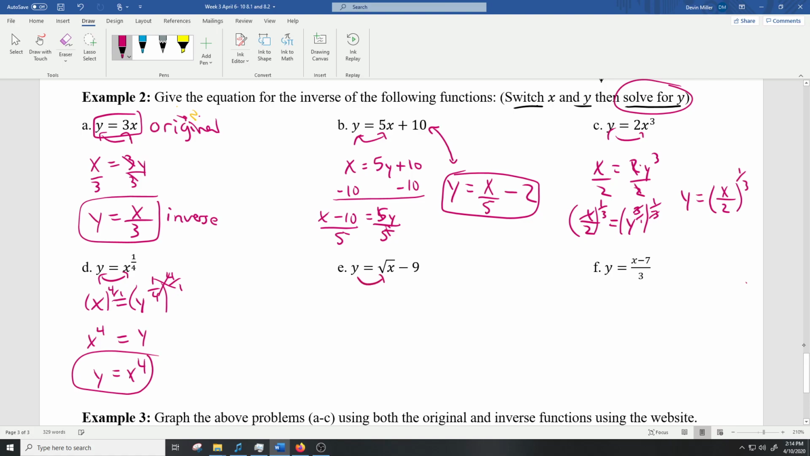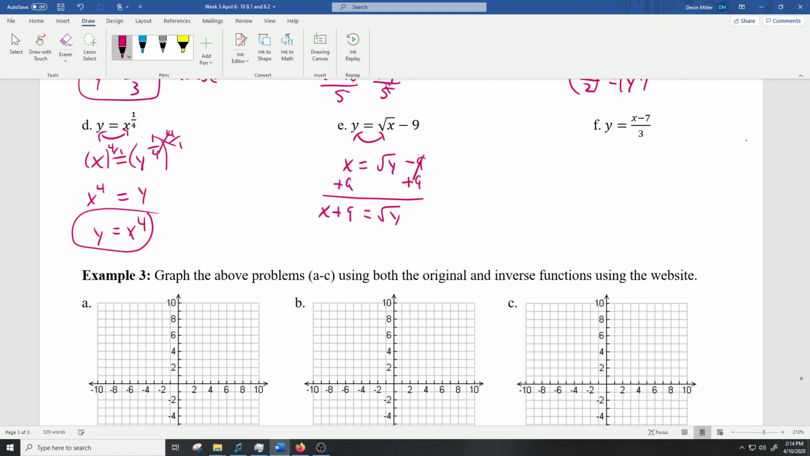Part E, switch the x and y. X equals square root of y minus 9. How do we solve this? Add 9 to both sides. X plus 9 equals the square root of y.